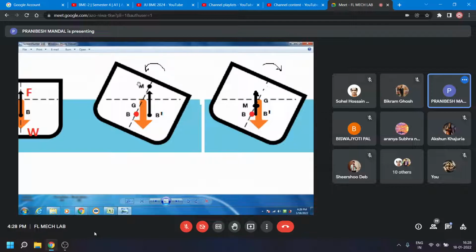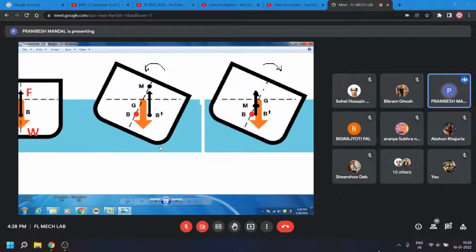vessel to be balanced and it will tend to make it go back to its original position. But if this happens, sir, this is an unstable equilibrium. It will make the vessel go down and down and down, and the crocodile will be very happy. Right? Yes sir.